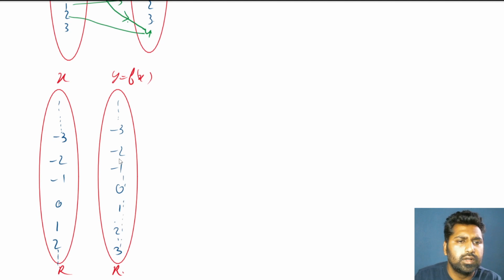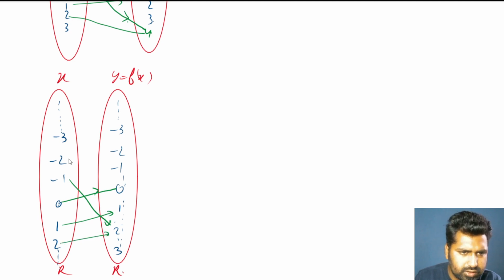Okay. Now since they are R to R, let's take the value of x and judge the value of y, and we have to see 0 again, 0 square is 0, 1 square is 1, minus 1 square is also 1. Okay, 2 square is 4, minus 2 square is also 4. Okay, so you can again see it's not 1 1, it's many 1.